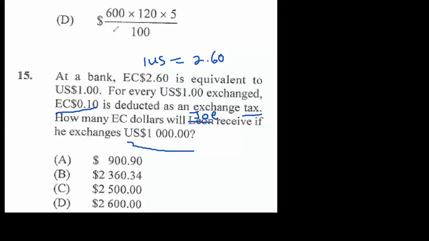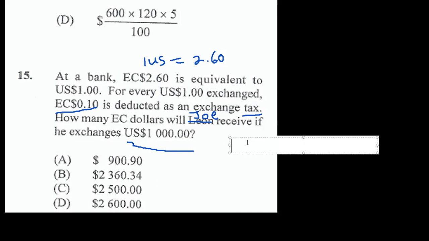Yeah, good stuff there. All right, you will get money less whatever tax it is. So if I take 1,000 US, that's 1,000 times 2.6, the rate of exchange. I'm going from a bigger currency to a smaller currency, right? So it's going to be 2,600.